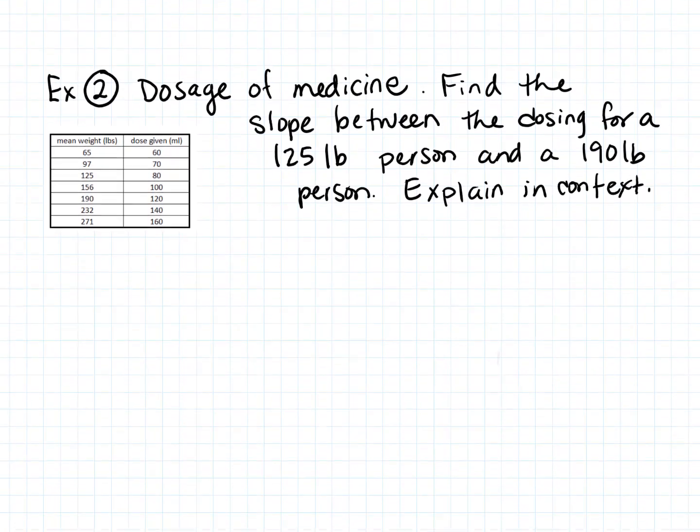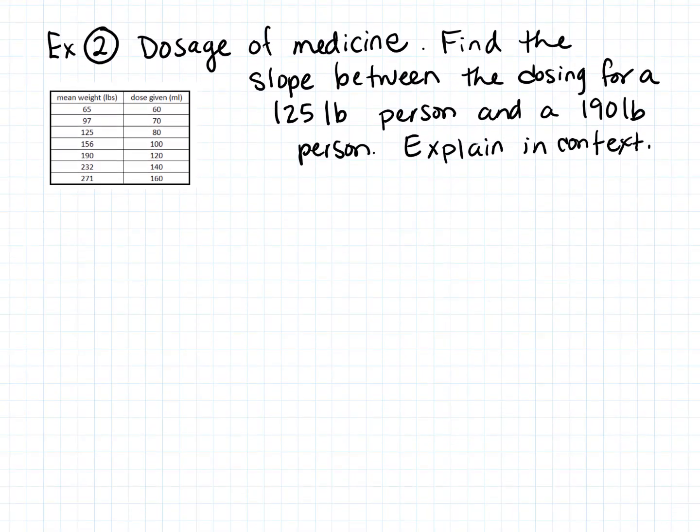All right, let's look at another example with some context. So let's look at this dosage of medicine. So let's find the slope between 2 ordered pairs from this table. Now this is the one that we used to graph, the first graph that we did. And so now let's say, what if once we've got a graph, what if we wanted to calculate the slope? And specifically between 2 ordered pairs from the table.